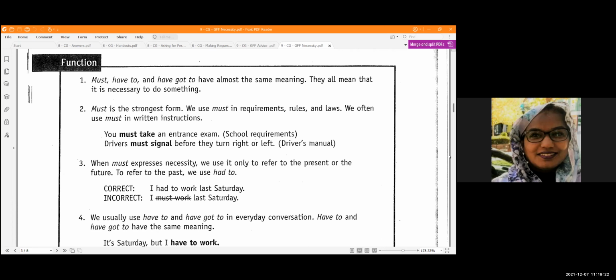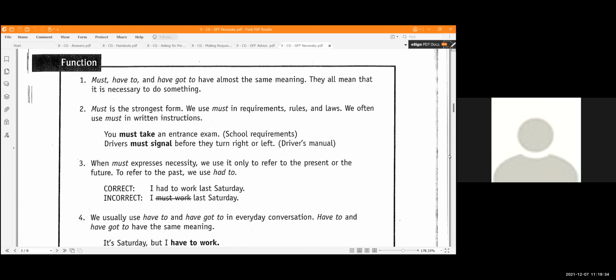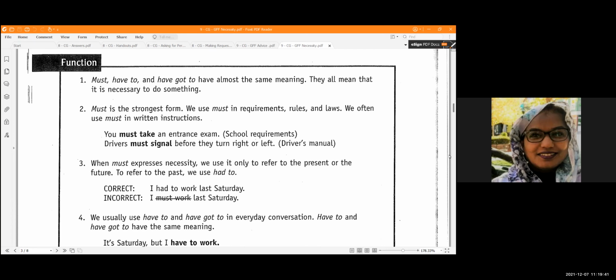Must is the strongest form. We use must in requirements, rules, and laws. We often use it in written instructions. You must take an entrance exam. School requirement. This example: drivers must signal before they turn right or left. This is from a driver manual.